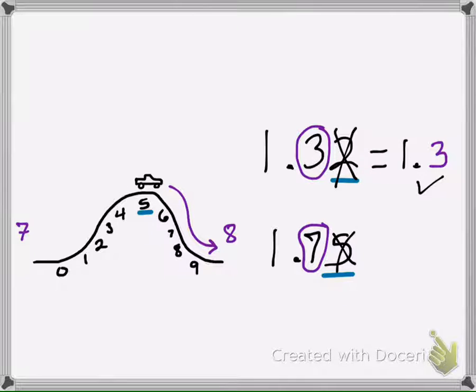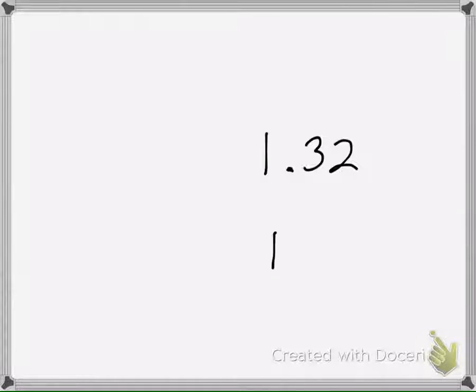So in this case, the 5 told us where to place our truck, and now we know that the truck is going to roll all the way downhill and it's going to make it to the 8. So my answer is going to be 1 8/10. Again, these are just little ways to remember how to round. And we have one more.